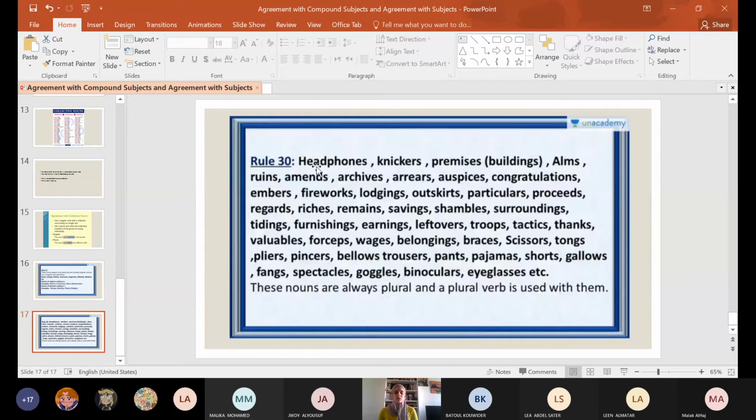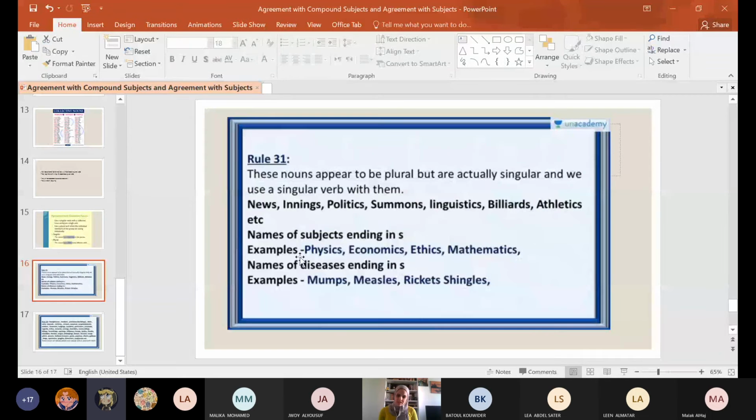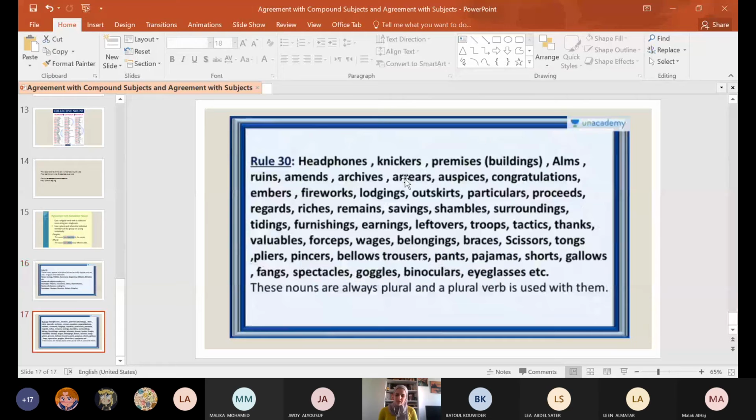Headphones. Where are my headphones? Knickers, okay? Premises, which means buildings. Arms, archives, savings, binoculars, goggles, spectacles, too. Trousers, shorts, shoes, sneakers, pajamas, pants. They are always plural. Done? Always singular, yes, although they end with S. Always plural, and they end with S. Okay?